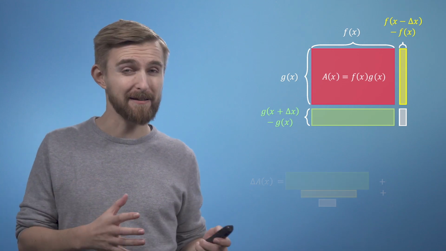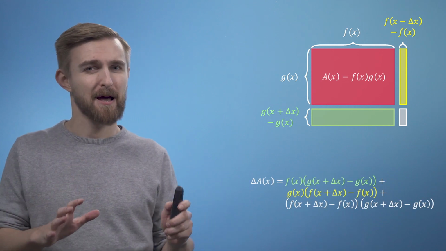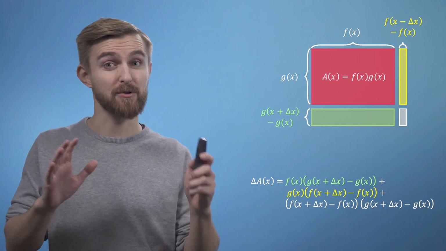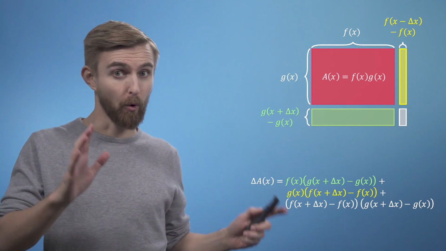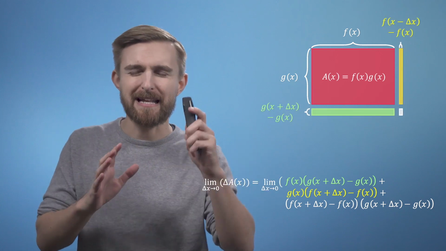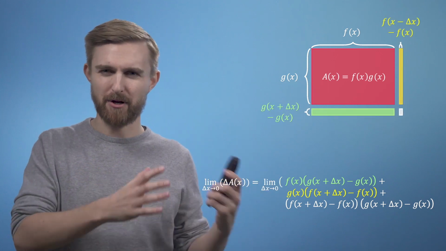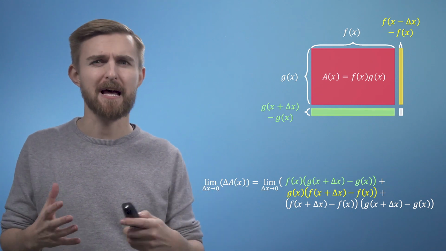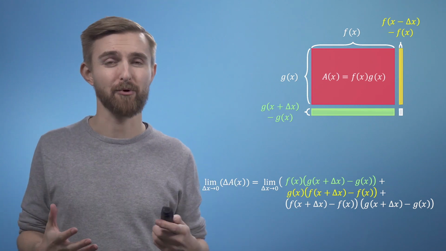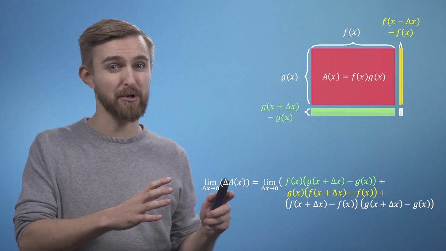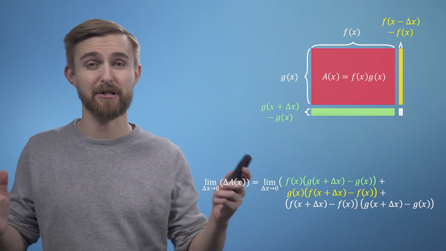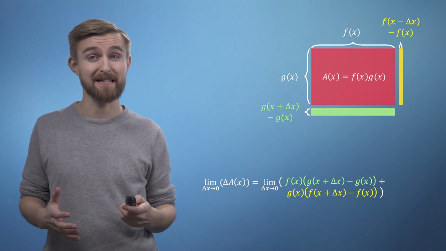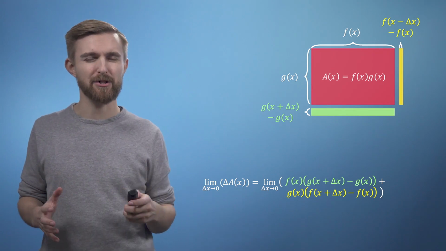I want to avoid a drawn-out conversation about limits, but fundamentally, I hope you can see that as delta x goes to 0, although all of the new rectangles will shrink, it's the smallest rectangle that is going to shrink the fastest. This is the intuition that justifies how we can ultimately ignore the small rectangle and leave its contribution to the area out of our differential expression altogether. Now that we've got our expression for approximating delta A, we return to our original question.